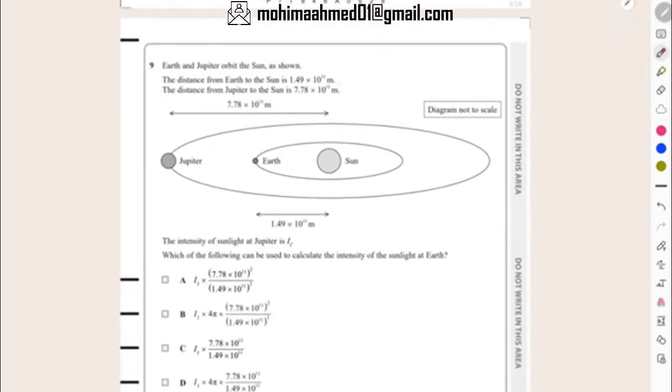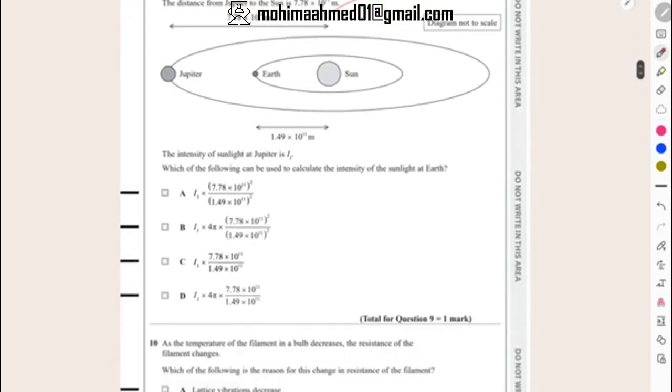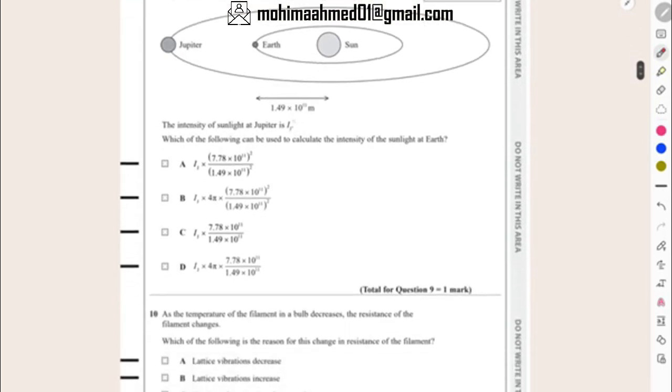Earth and Jupiter orbit the Sun as shown. The distance from Earth to the Sun is this, and the distance from Jupiter to the Sun is this. The intensity of the sunlight at Jupiter is Ij. Which of the following can be used to calculate the intensity of the sunlight at Earth? Okay, so you have to find out the intensity of the sunlight at Earth.